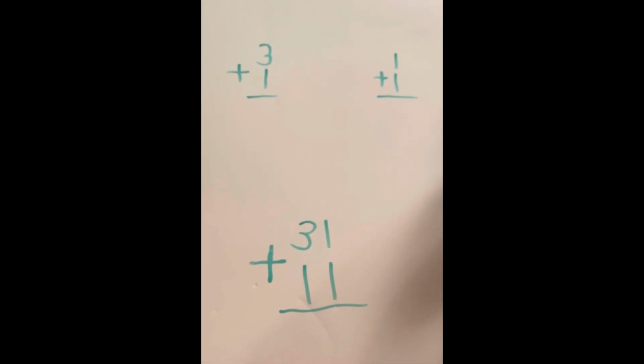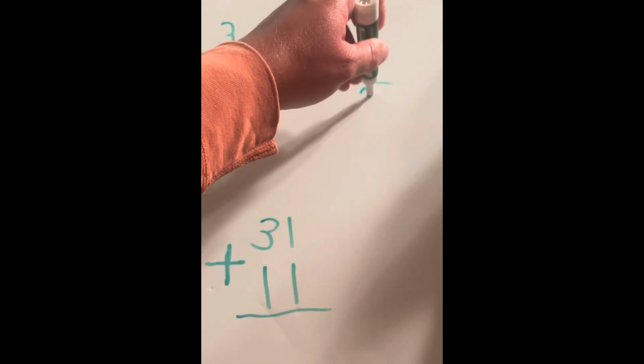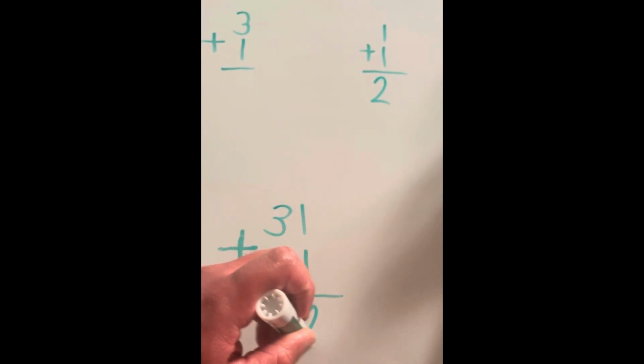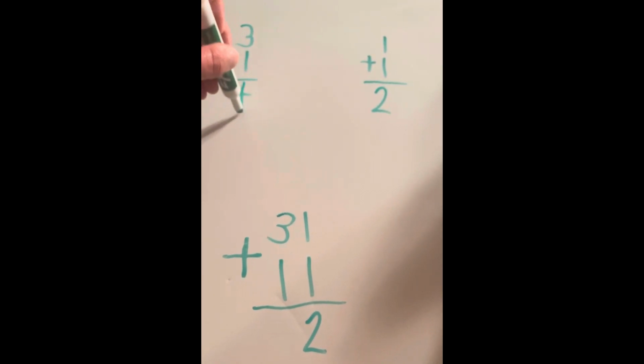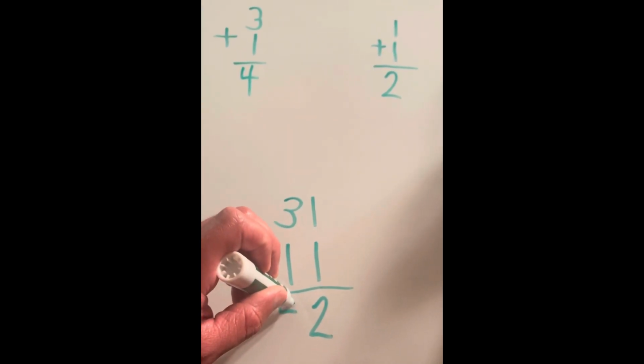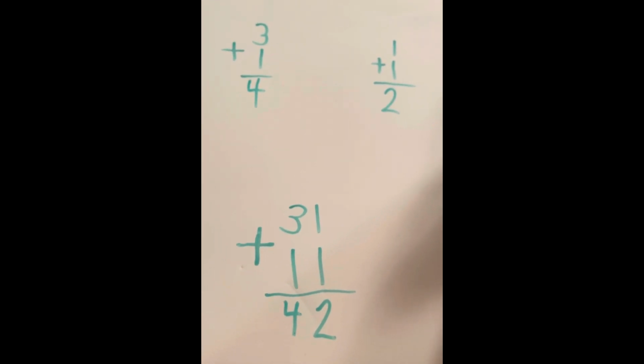Example number 2, 31 plus 11. So we always start in the ones place. 1 plus 1 equals 2. Then going to the tens place, 3 plus 1 equals 4. And 31 plus 11 equals 42.